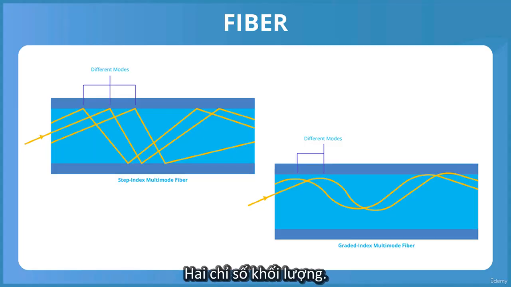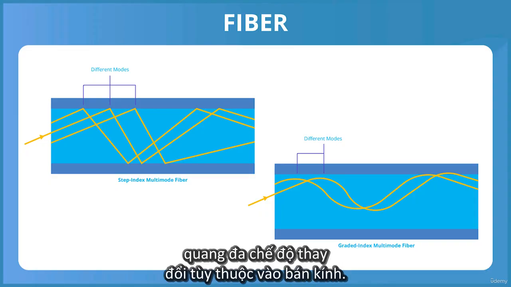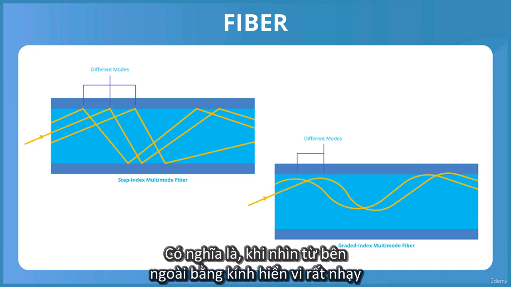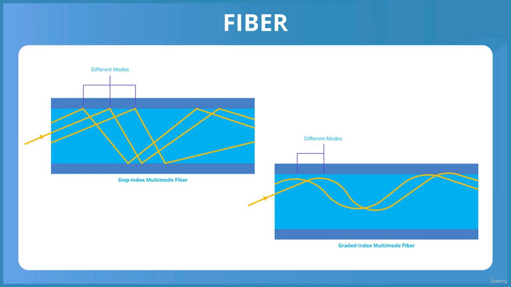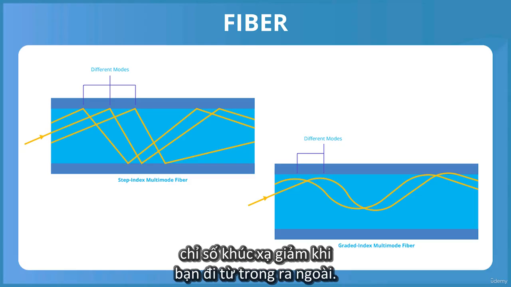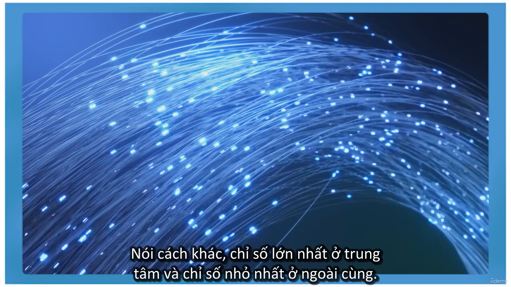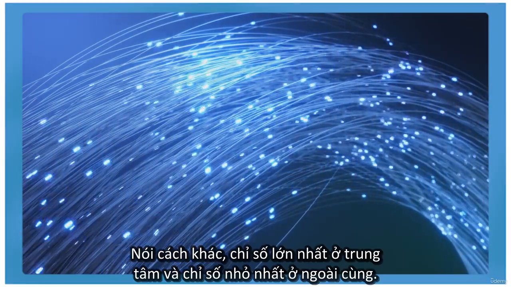2. Graded index multimode fiber. The graded index of the core and the structure of the multimode fiber varies depending on the radius. That is, when viewed from the outside with very sensitive and powerful microscopes, it is in concentric rings from the inside out. Each of these rings has a different index of refraction, and the index of refraction decreases as you go from the inside out. In other words, the largest index is in the center and the smallest index in the outermost.